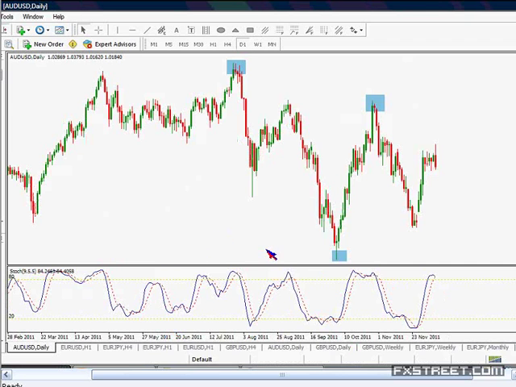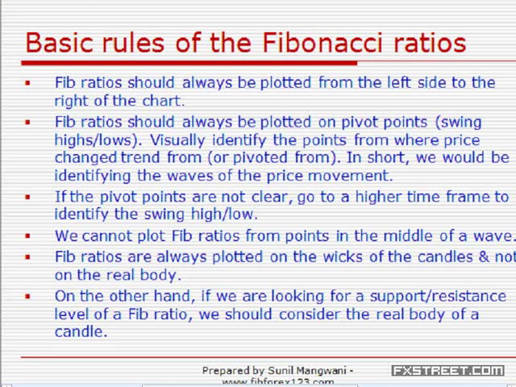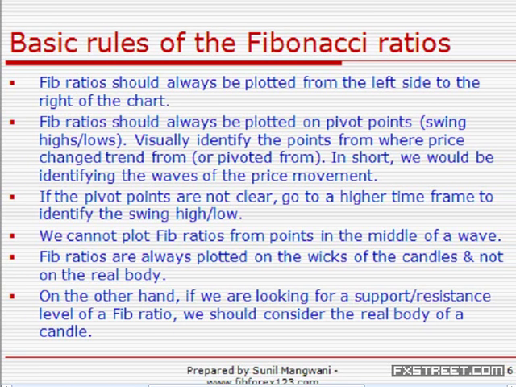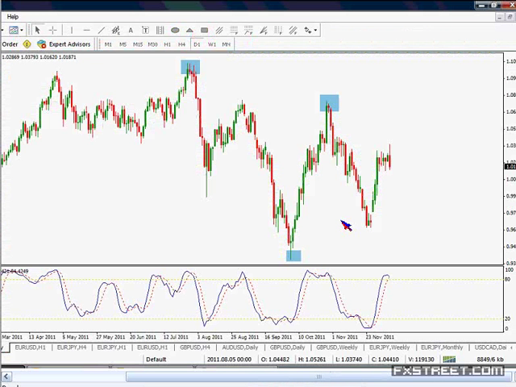So swing points. You cannot plot fib ratios from points in the middle of the wave. The third important thumb rule is you must always plot the fibs on the wicks of the candles. And if you're looking for support resistance, you consider the real body. Alright, now what does that mean?